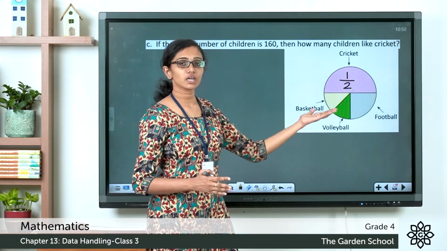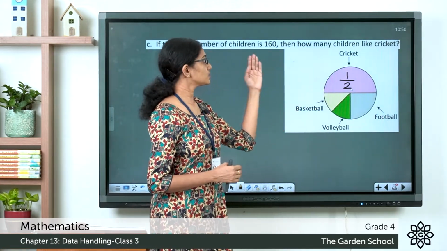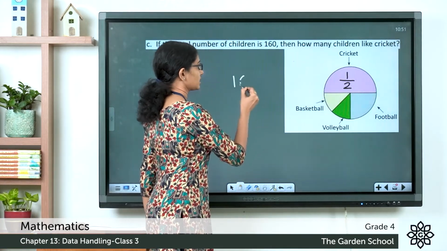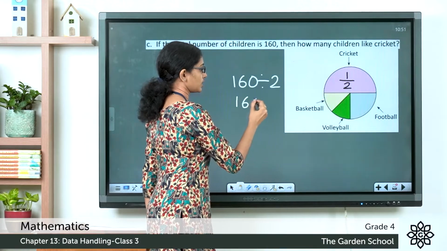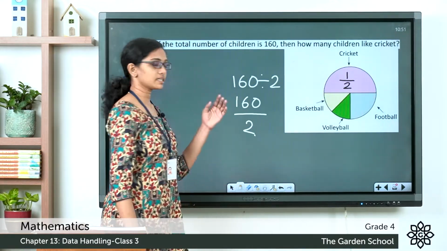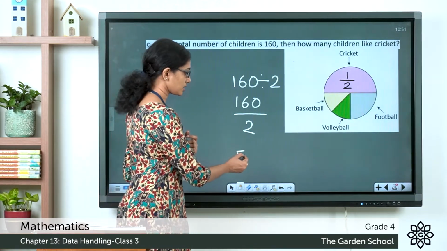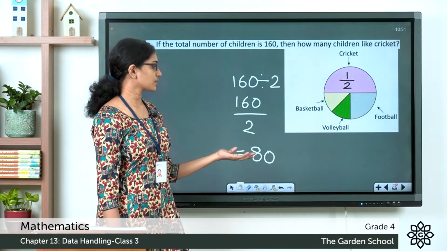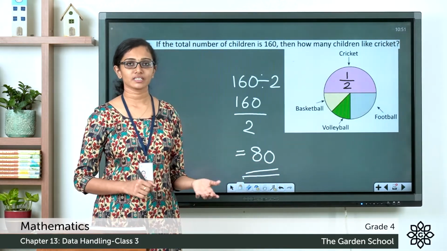So half of the circle means half of the number of children. So half of the total number of children will be equal to 160 divided by 2. That is 1/2 or half of 160. And what is it? 80. So the number of children who like cricket is equal to 80. So I hope these questions are clear to you.